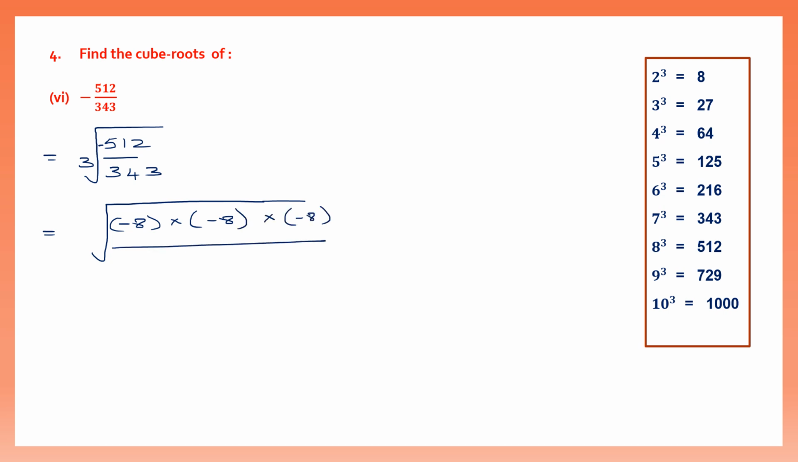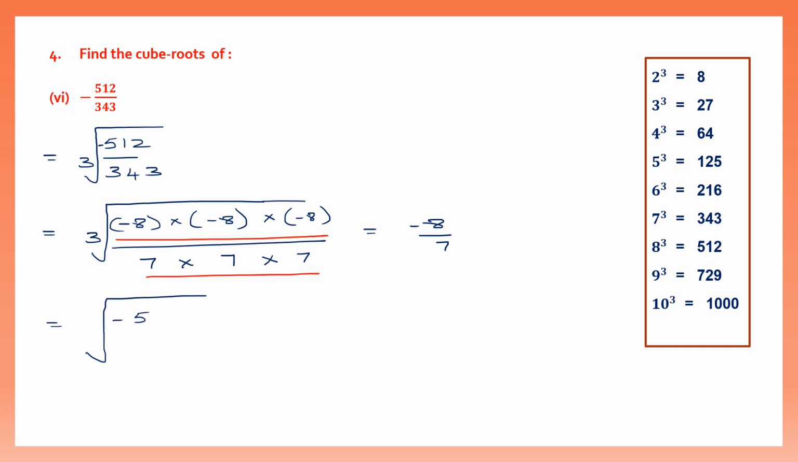In the denominator, we have 343, which is 7 cube. So that is 7 into 7 into 7. We're finding the cube root of this. So take one again from each triplet. And what do we have here? Here we have minus 8 by 7. That means the cube root of the number minus 512 by 343 is minus 8 by 7. So this is our final answer.